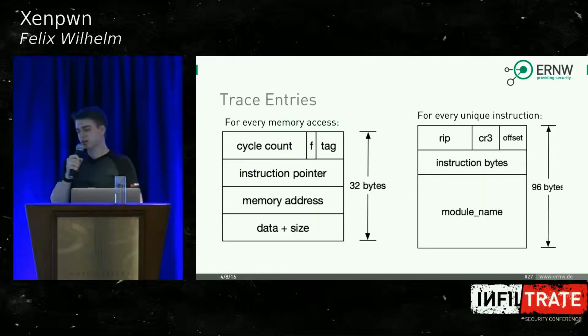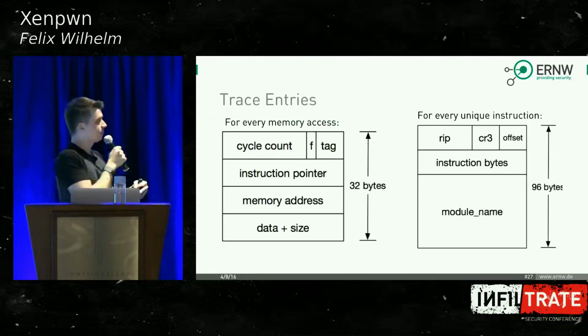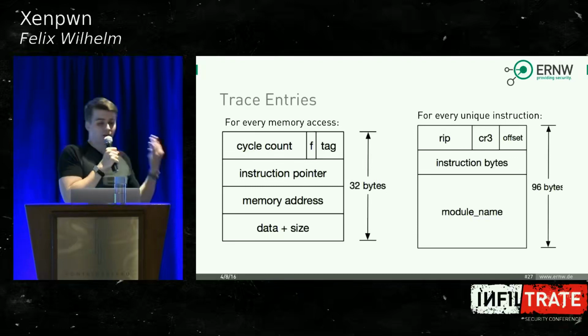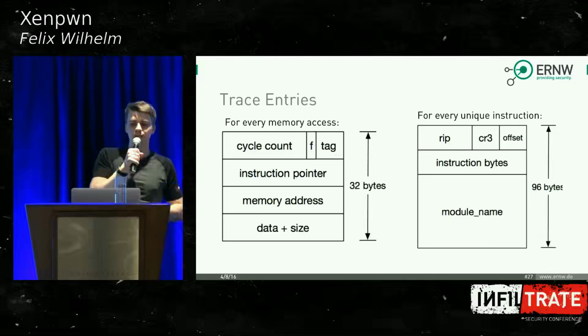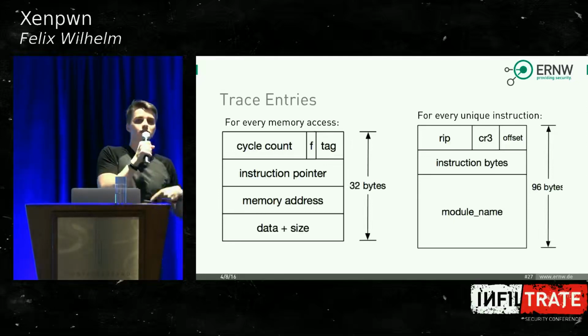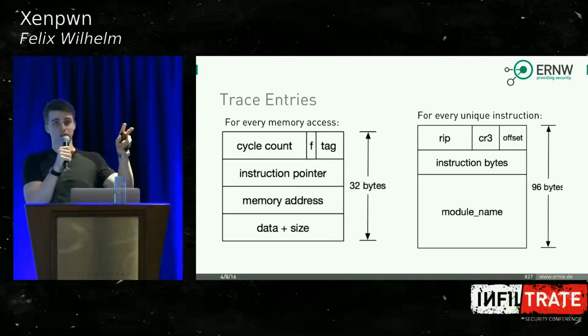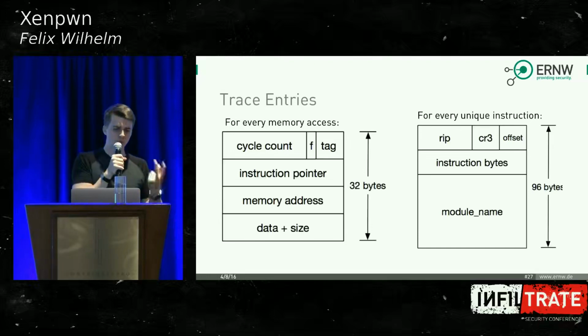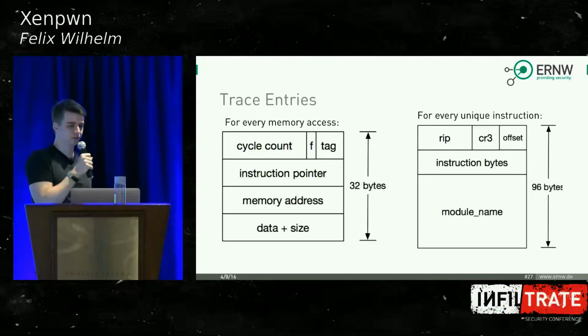So what do I write into this trace storage? I have trace entries, 2 different types of them. For every memory access, we have the entry shown on the left, which is 32 bytes, and the main parts of that are the instruction pointer, so this is the instruction that accessed the memory, an instruction somewhere in the backend component. We have the accessed memory address, and we see if it's a read or write instruction, which is hidden inside this tag field.